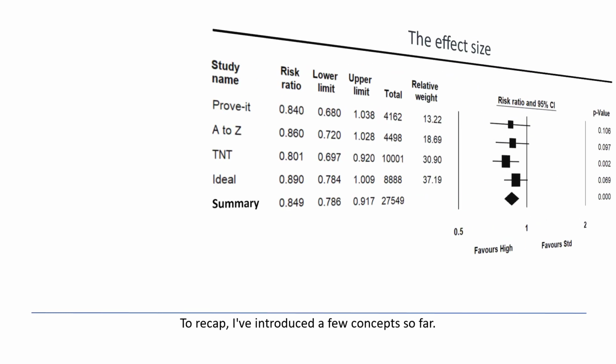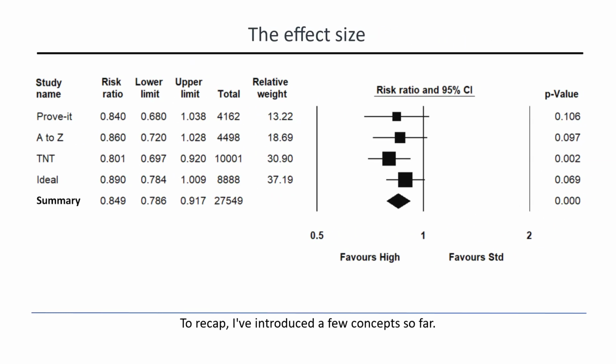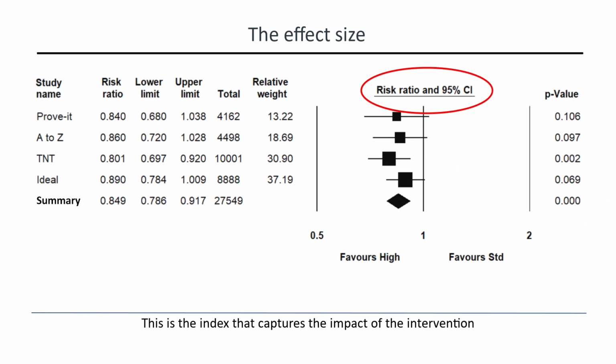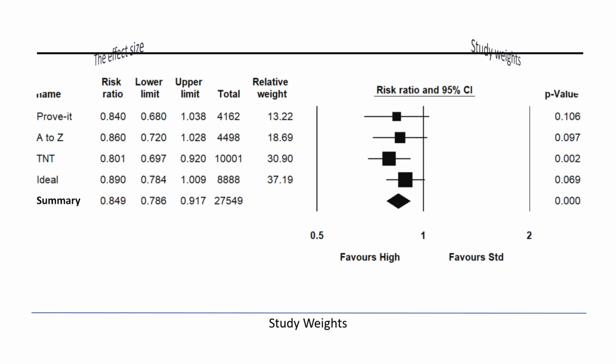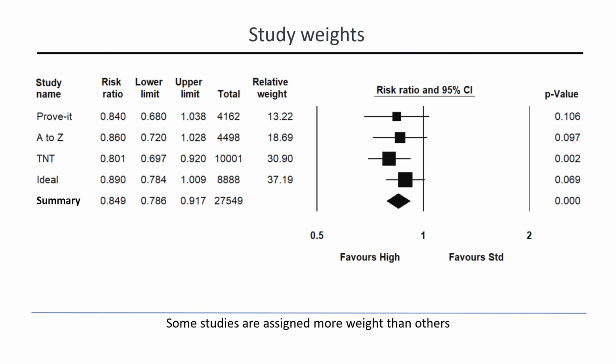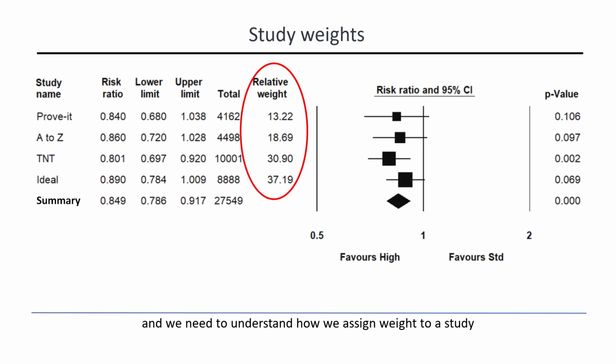To recap, I've introduced a few concepts so far. One is the idea of an effect size. This is the index that captures the impact of the intervention. In this example, the effect size was a risk ratio, but there are others that we could use as well. And over the course of the day, we'll spend time talking about that. Another is the concept of weights. Some studies are assigned more weight than others, and we need to understand how we assign weight to a study.